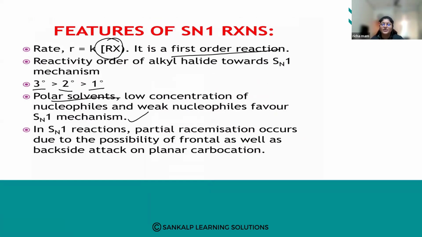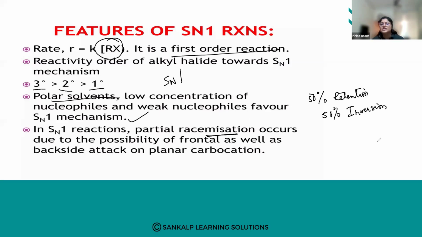So polar solvents are used. In the presence of polar solvent only, SN1 reactions are carried out. In the SN1 reaction, partial racemization occurs due to the possibility of frontal as well as backward attack on the planar carbocation. Racemization means you will get 50% retention and 50% inversion. So that is called racemization.